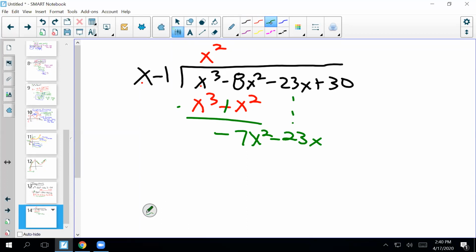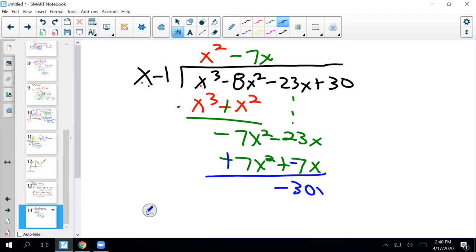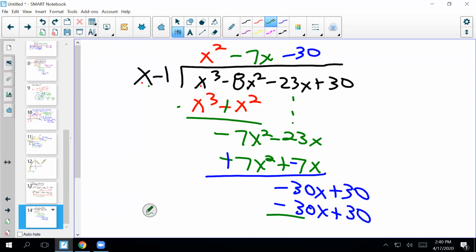So x goes into -7x squared, -7x times. -7x times x minus 1 is -7x squared plus 7x. So we're going to draw a line and change the sign. We get -30x plus 30. Oh, that looks good. I like when those match. That's a good sign that this is going to be remainder 0. So if it goes in -30 times, we get plus 30. So we draw a line, change the sign, and we get a remainder of 0.